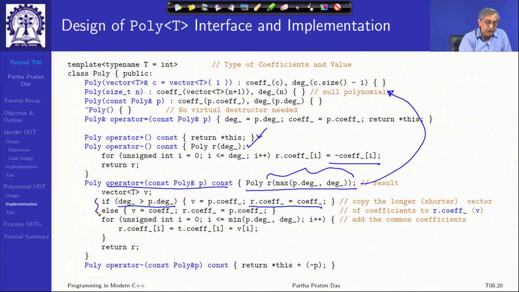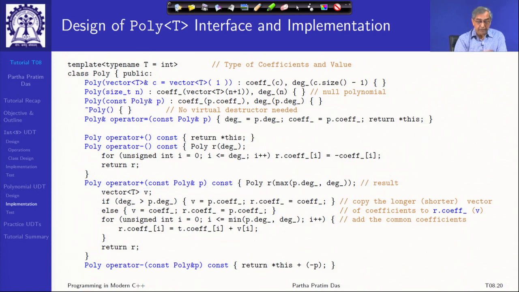So, depending on the degree, we copy the larger coefficients of the larger polynomial into the result polynomial, and then we add the coefficients up to the smaller degree from both the polynomials and put it to the result polynomial, right. So, this is the simple addition, just the formula we wrote, we are just implementing that.